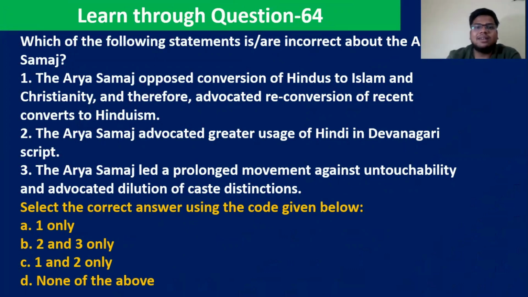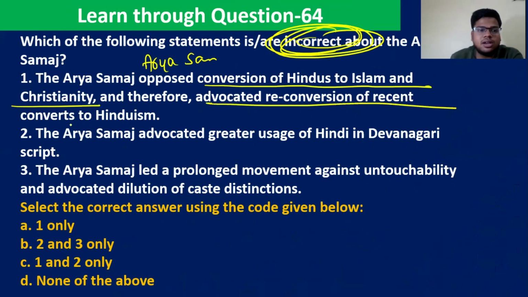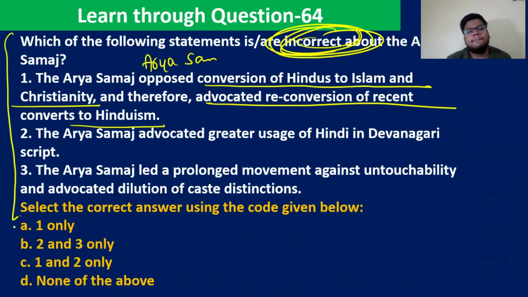Which of the following statements is incorrect about the Arya Samaj? So for Arya Samaj, which of the following statements are incorrect? Arya Samaj opposed the conversions of Hindus to Islam and Christianity, and therefore advocated the reconversion of the recent converts to Hinduism. Arya Samaj advocated greater use of Hindi in Devanagari script. Arya Samaj led a prolonged movement against untouchability and advocated dilution of the caste distinctions. Pause the video and try to answer the question.